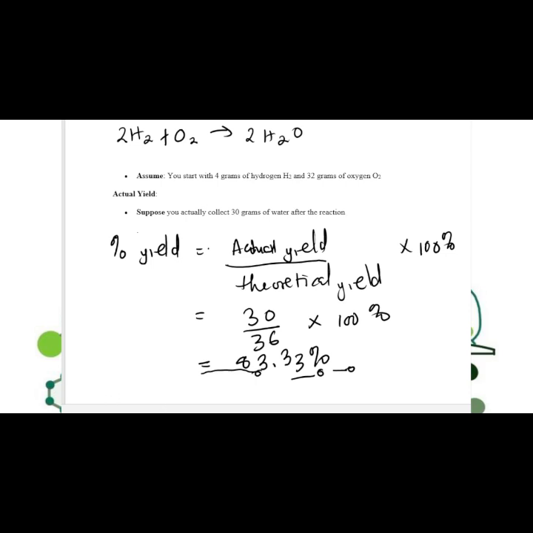All right, so it's actually easy. The actual yield is given. You have to find the theoretical one using your balanced equations. So in conclusion, the percentage yield of the synthesis of water is approximately 83.33%. This normally indicates that the reaction was fairly efficient but not perfect, possibly due to factors like incomplete reactions or loss of product during collection or spillages, maybe human error.